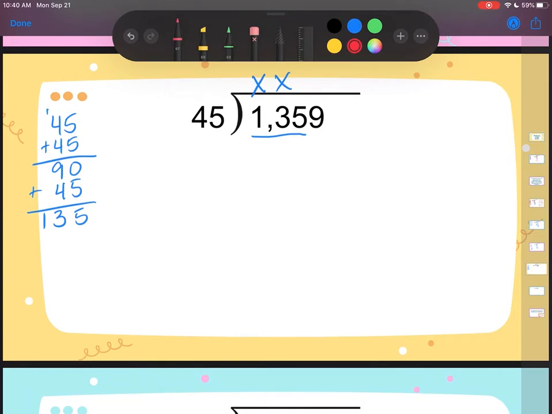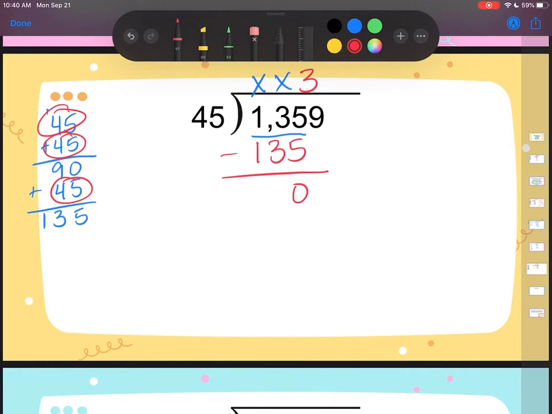End up with 135 exactly, right? So that means 45 went in 1, 2, 3 whole times to 135. So 45 went into 135 3 times. 3 times 45 is 135. So I'm going to subtract that and I get 0.